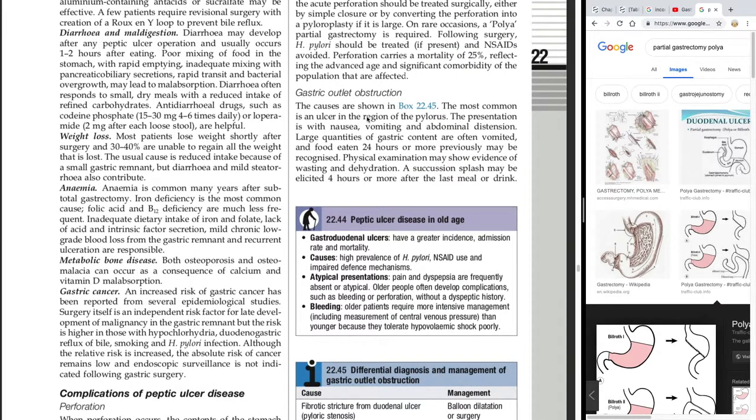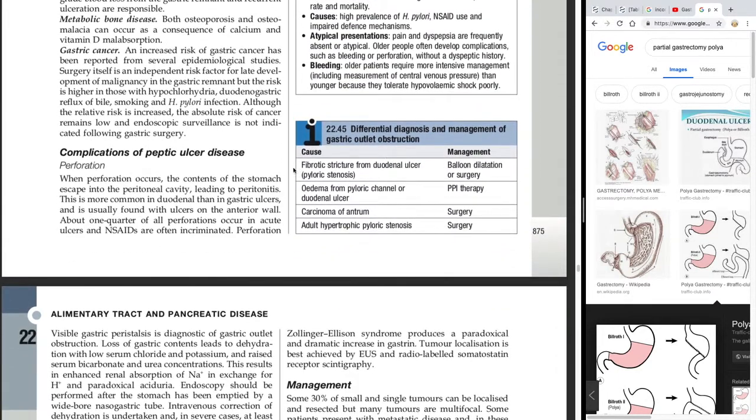The causes of gastric outlet obstruction are shown in box 22.45. So let's have a look. Gastric outlet obstruction can be caused by fibrotic stricture from duodenal ulcer, pyloric stenosis, edema from pyloric channel or duodenal ulcer, carcinoma of the antrum, cancer of the antrum, or adult hypertrophic pyloric stenosis.